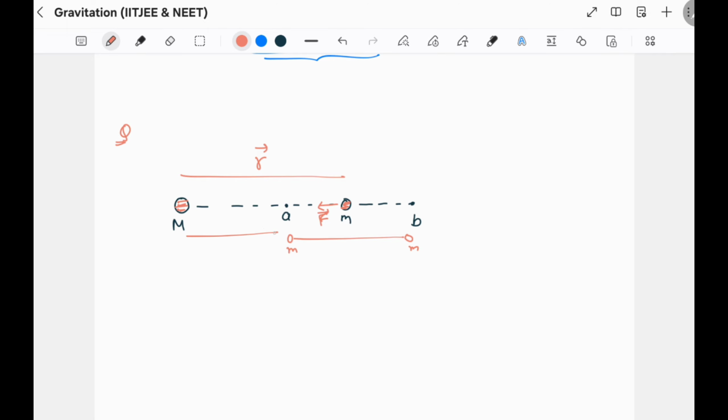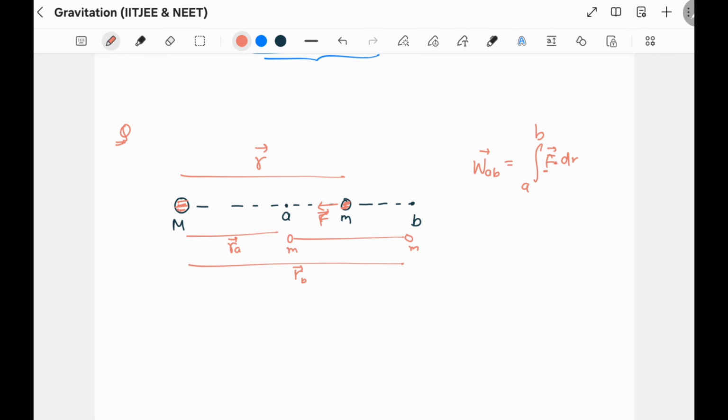So you can say the distance of point A from capital M is r_A, and the distance of B from capital M is r_B. What we are doing is work done. The work done from A to B will be the integral from A to B of F dot dr. I will integrate because I am taking it from A to B. And what is the force here?